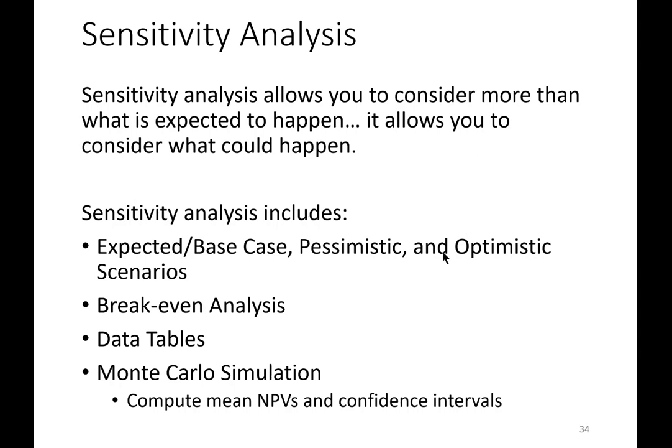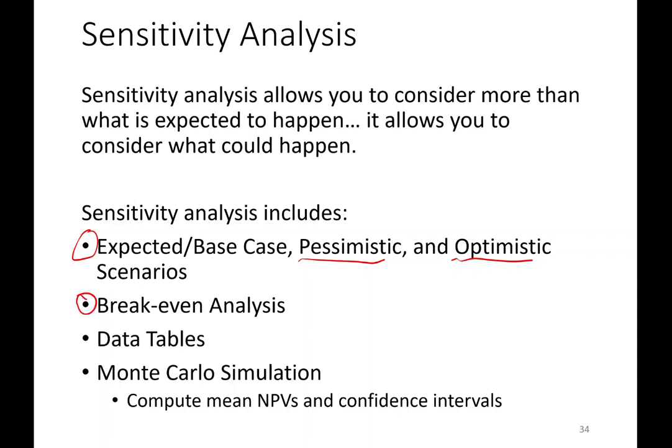So when we talk about sensitivity analysis, what it usually includes is the expected base case, which is what we've already done for the two projects, both the condo and the Walmart automation. But we also want to do maybe a pessimistic and optimistic scenario. So what if things don't go as expected? What is the NPV, IRR, revenue, and cash flows, and so on? And what if things go better than expected? So we're going to look at those scenarios.